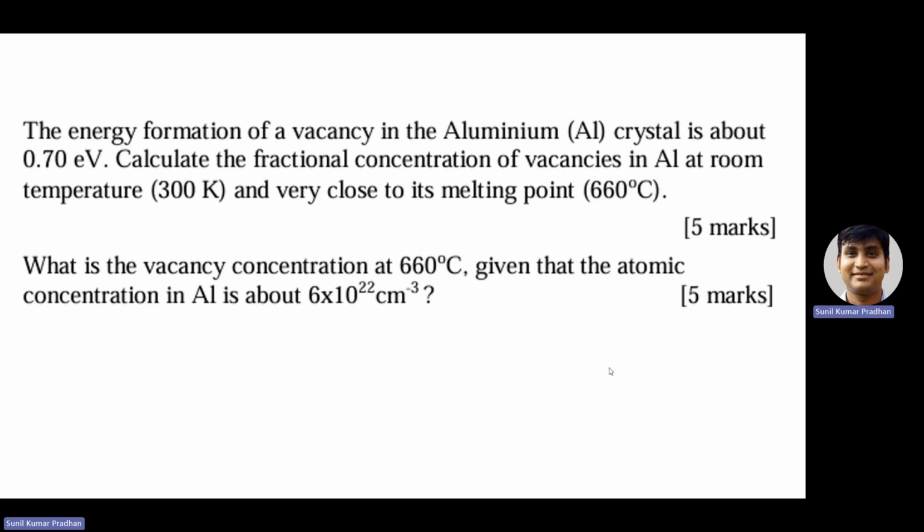That means you have to find out the fractional concentration of vacancies in aluminum at room temperature, that means at 27 degrees centigrade, that is 300 Kelvin. And another, at the melting point of aluminum, 660 degrees centigrade, what is the fractional concentration? The second question is, what is the vacancy concentration at 660 degrees centigrade, given that the atomic concentration of aluminum is 6 into 10 to the power 22 per centimeter cube?